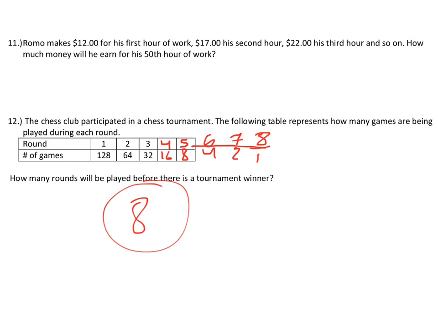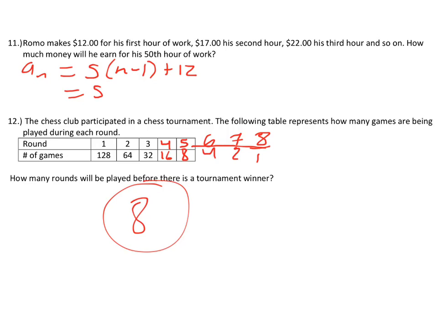Jumping over to 11, Romo did $12 first hour, $15 second hour, $20 third hour, and so on and so forth. How much would we get for the 50th hour? Well, to get a sub 50, you should get an explicit function for this sequence. Our initial value is $12, and it's looking like it's an extra $5 each time, so your common difference is 5. This one's arithmetic.